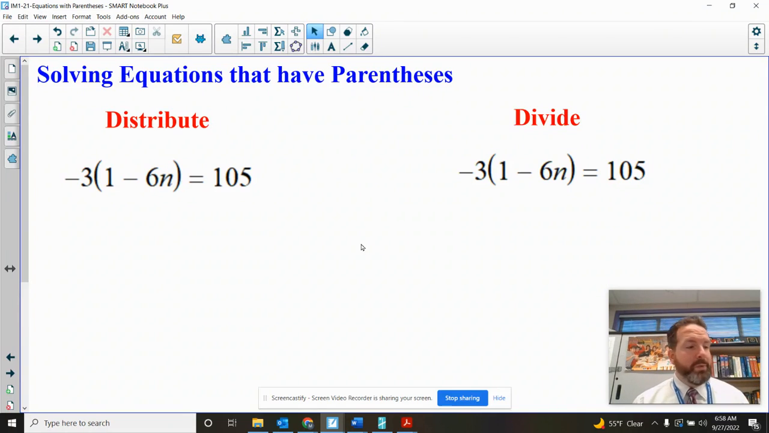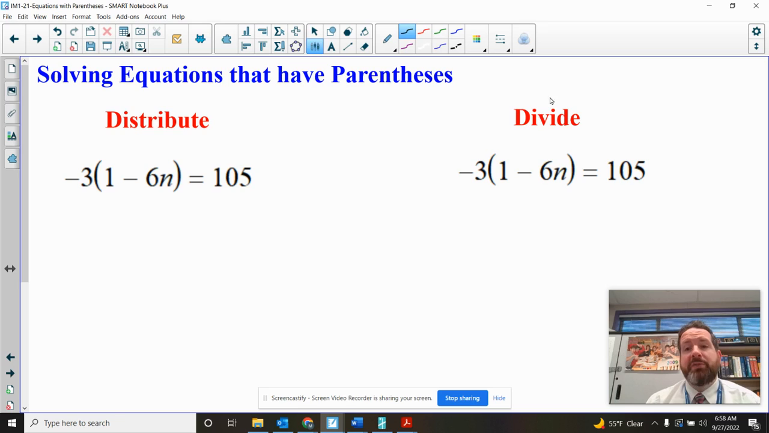So how do we work with these problems that have parentheses in them? You have choices, which for some of us is a good thing, and for some not so much. I want to show you two ways. You can then pick the way that you prefer.